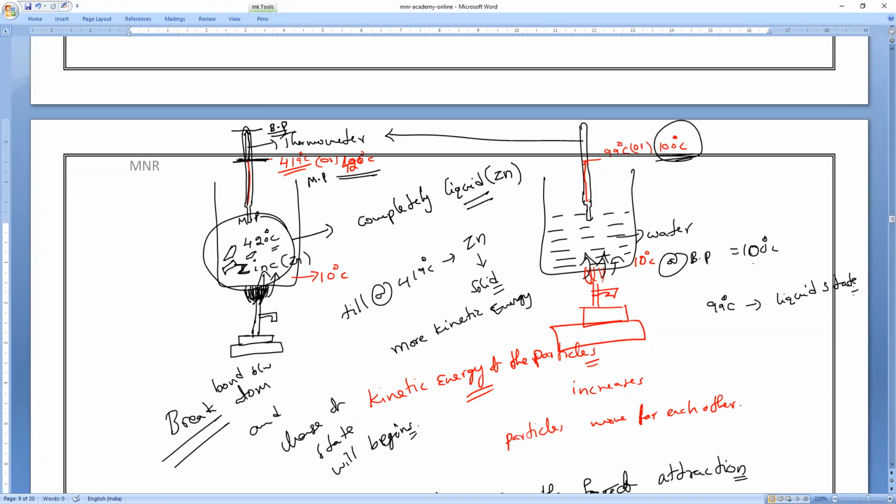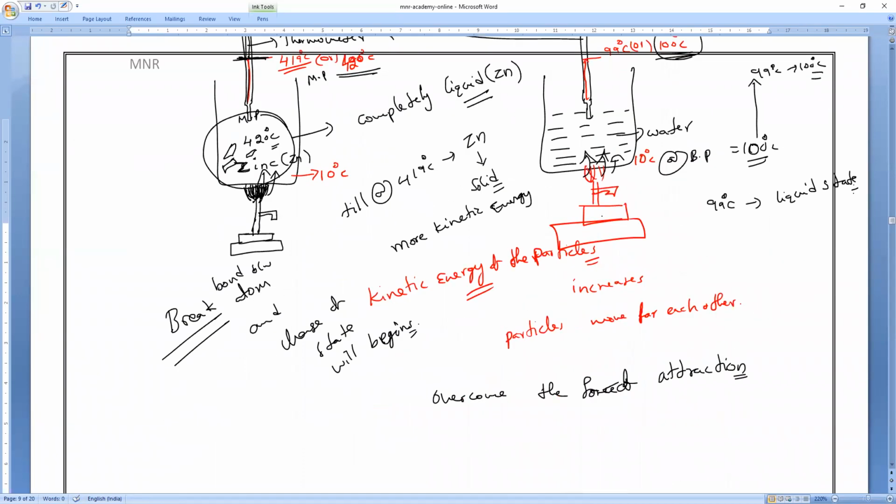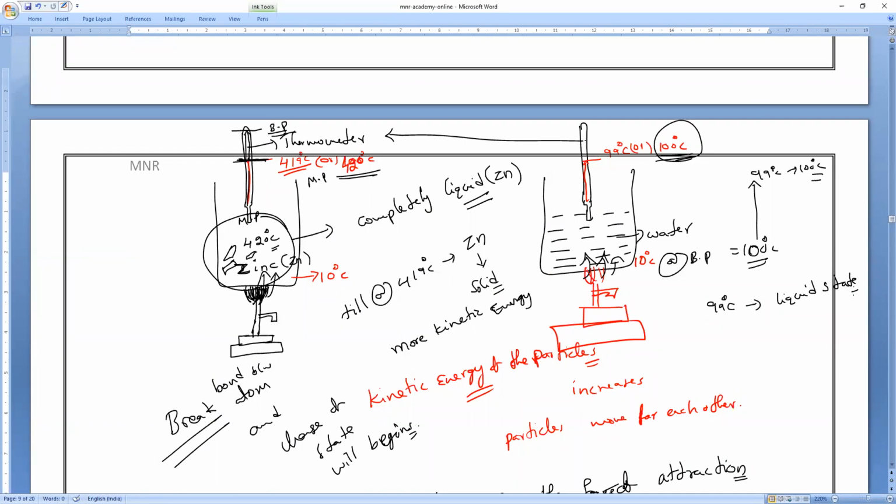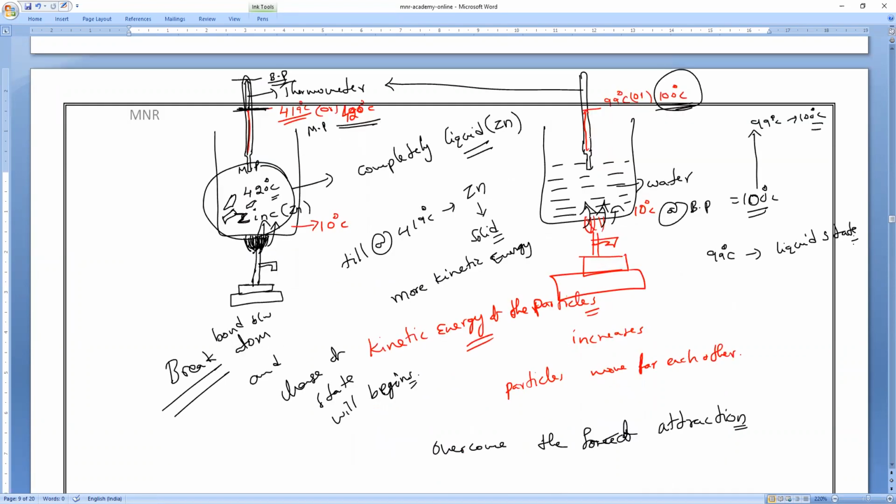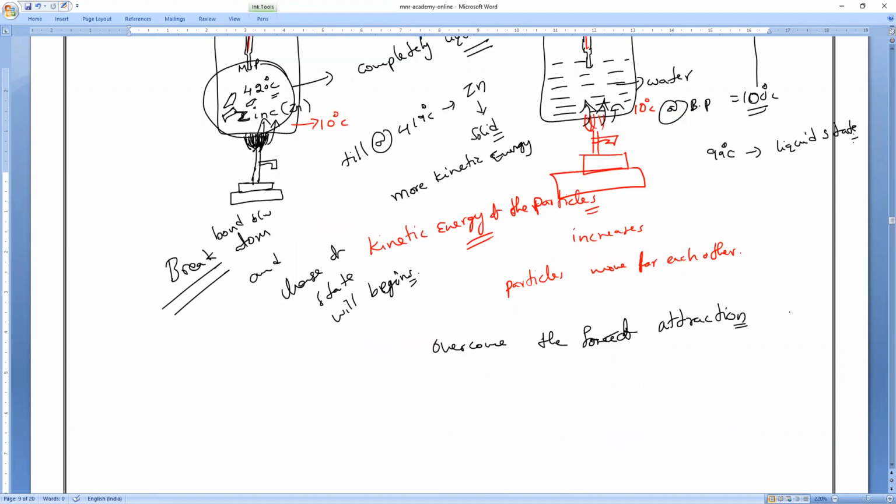So water, I am heating from 10 degrees to 99 degrees, or 100 degrees Celsius. Till 100 degrees Celsius, the particles gain the maximum kinetic energy. So that is why by that time we can see the rise in temperature. But as soon as the temperature reaches 100 degrees Celsius, whatever energy you are providing will be helpful, instead of increasing the temperature, to overcome the what?